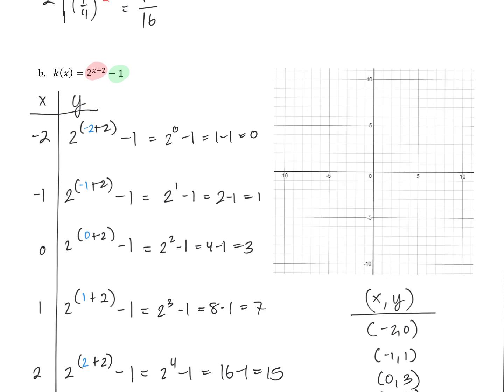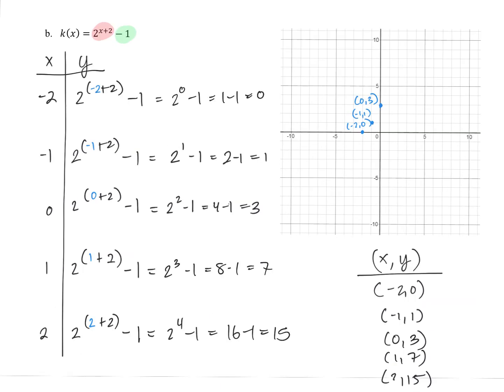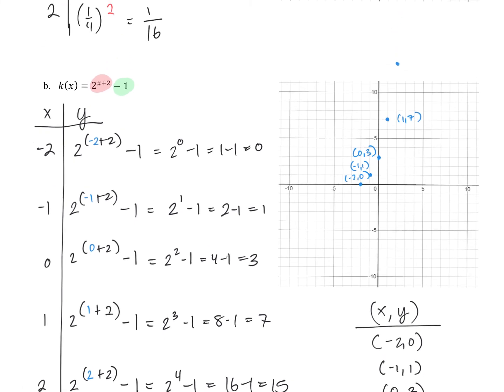All right, -2, 0. Then -1, 1. 0, 3. Okay, so notice our y-intercept has moved. And 1, 7. And lastly, 2, 15. That is way off the chart somewhere up there. It'd probably be a little higher, actually. And then, okay, I'll go ahead and graph this.